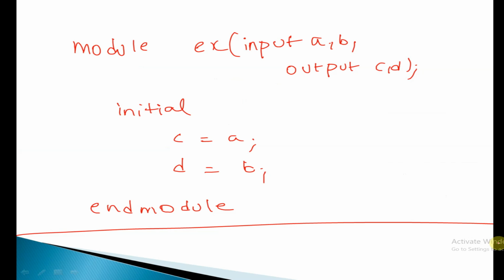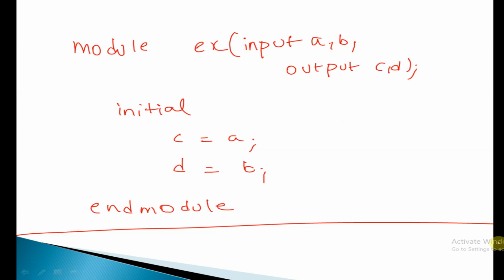In this particular example, if we observe C and D, we are not mentioning them as reg data type. So by default, they will be of only net data type. On the LHS side, you cannot use net data type, so you will get a compilation error. And there is one more compilation error. What error you may get? Multiple lines, so begin end is not used, so you will get a syntax error here.